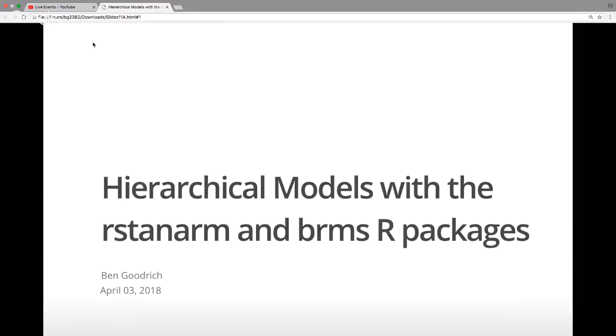Also this week, we'll be talking about how to use another R package, which provides an alternative interface to modeling things with Stan. It's called the brms package.